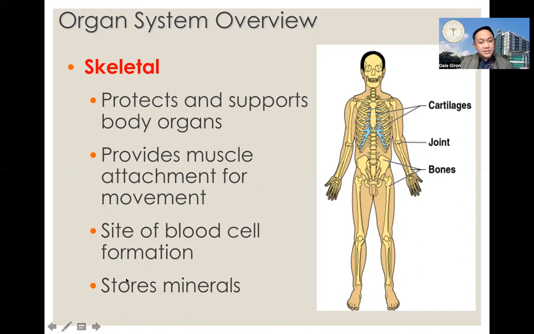It also stores minerals, especially calcium, phosphorus, and different electrolytes. That's why we have to take good care of our bones by drinking milk, which is rich in calcium, and taking other calcium supplements as we age, especially for the geriatric or elderly population. That's where osteoarthritis develops. That's why they have to be supplemented with vitamin D and similar treatments.